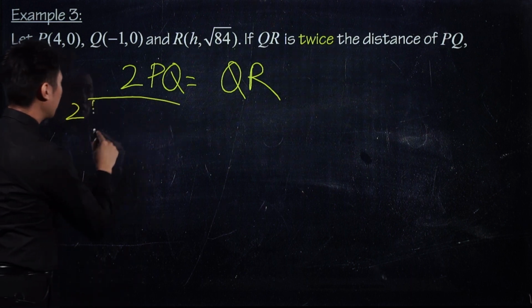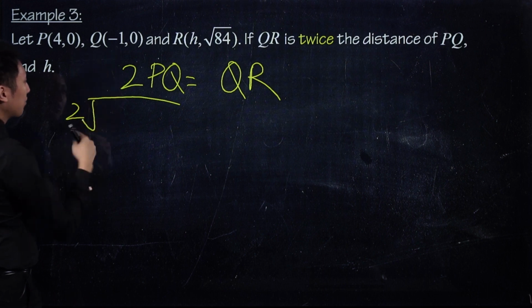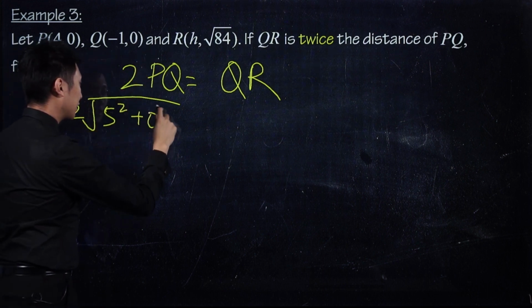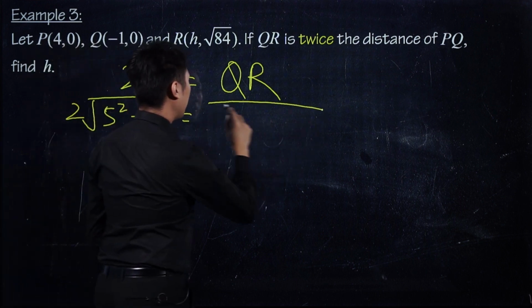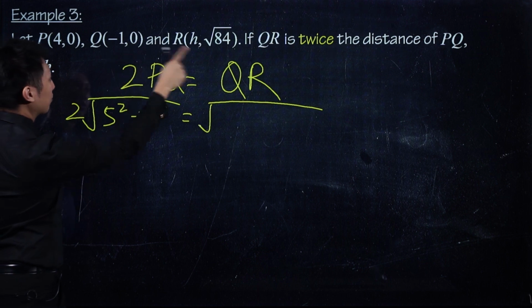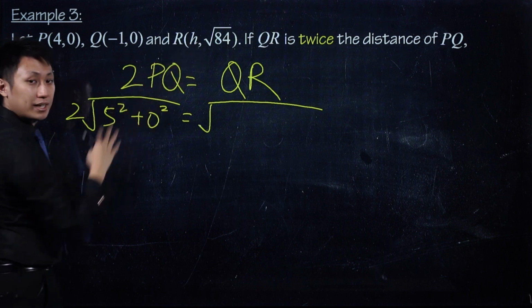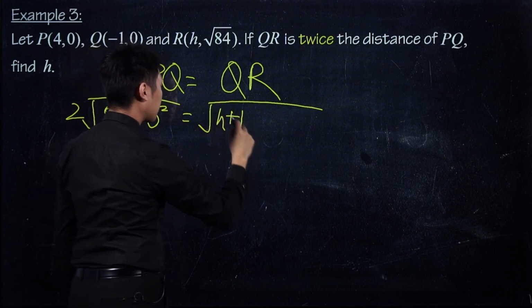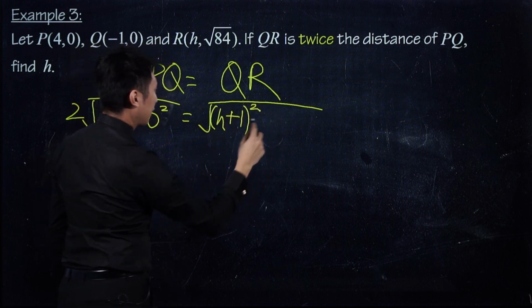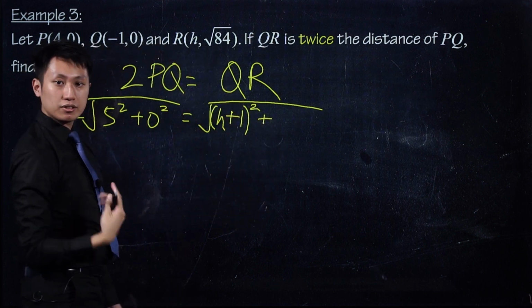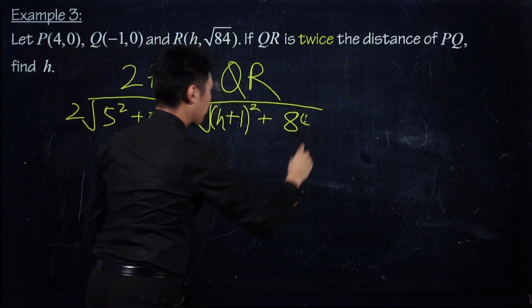So 2 square root of, I take this one minus this one because I want a positive number. So 5 squared, and the other one will be 0 squared. It's equal to square root of QR. QR means these 2. So I write h in front, then plus 1 squared. Then the other one is plus square root 84 minus 0, squared, it's 84.